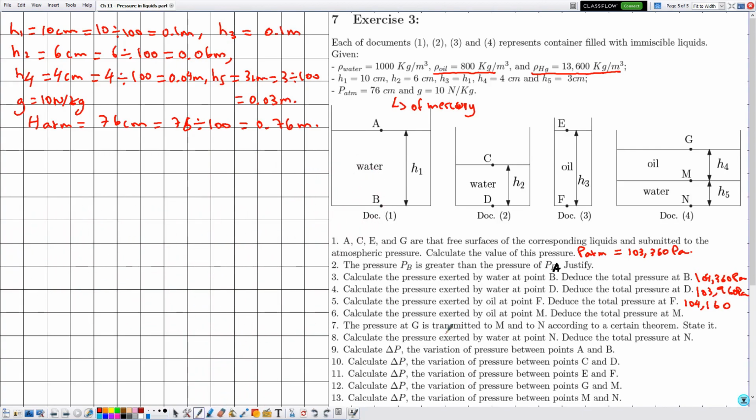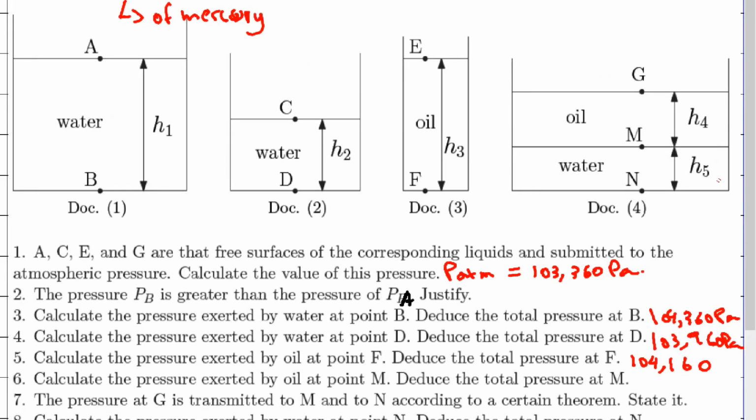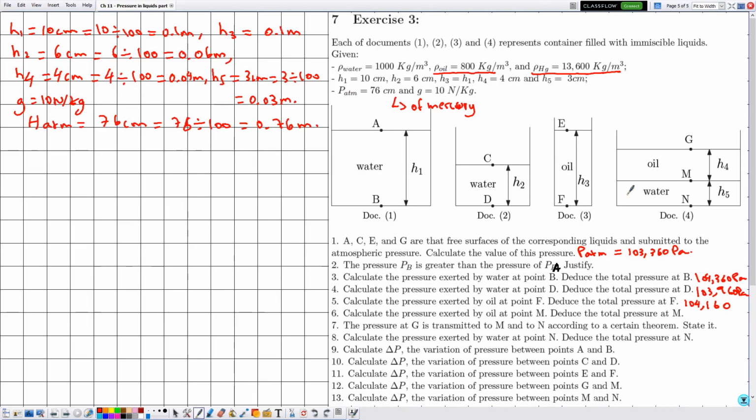Now as for number 6, calculate the pressure exerted by oil at the point M. So knowing that M is being submitted to two pressures, the pressure due to the layer of this liquid, which is oil, and the atmospheric pressure, which is being applied at the point G, knowing that the liquid, which is oil, transmits pressure, but we are only interested in determining the pressure due to this liquid, which is oil, and we are in number 6.